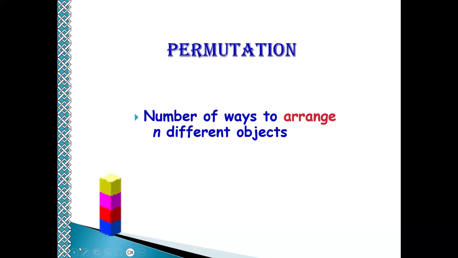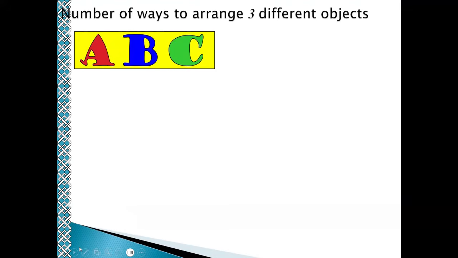Another important concept in permutations and combinations is, if I have to arrange different objects, say cubes of different colors. Something very, very important is the number of ways to arrange three different objects. Three different objects, how many ways can I arrange?